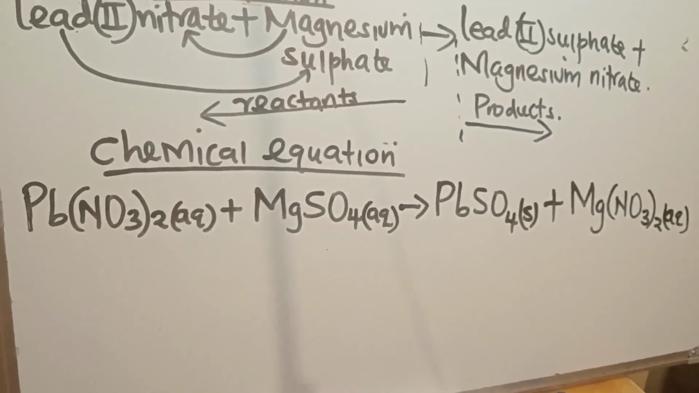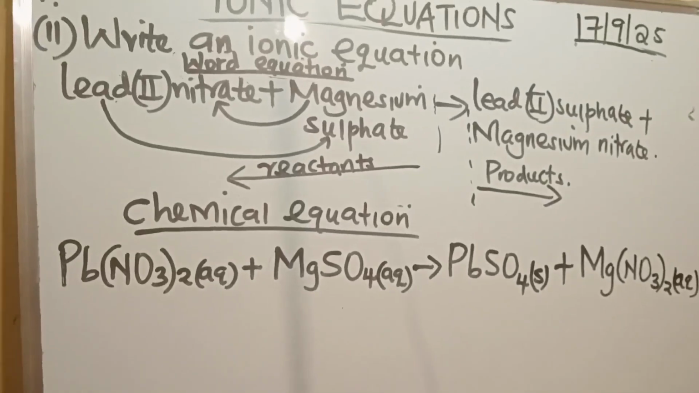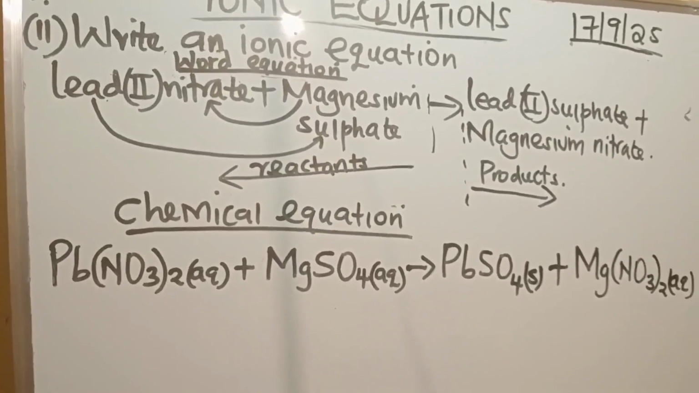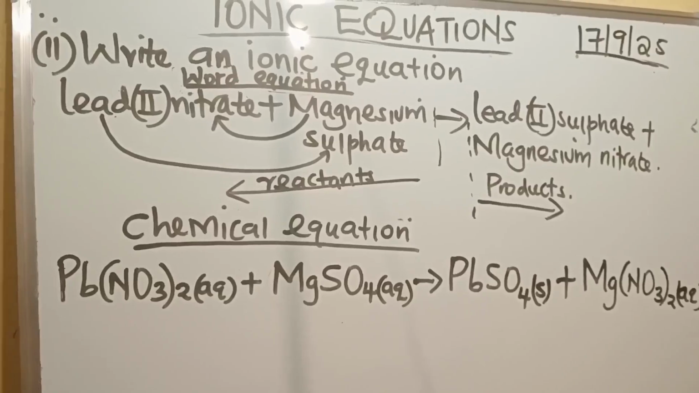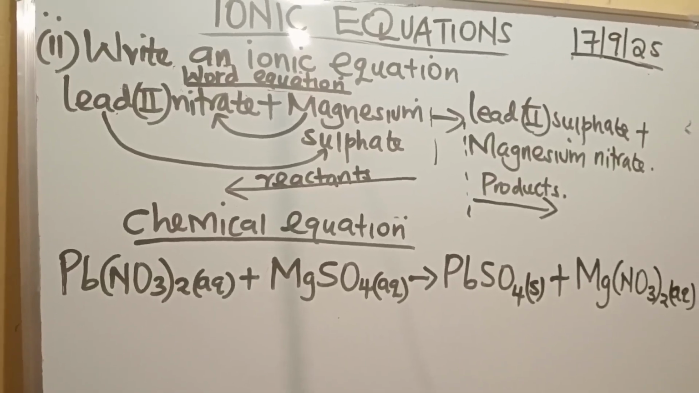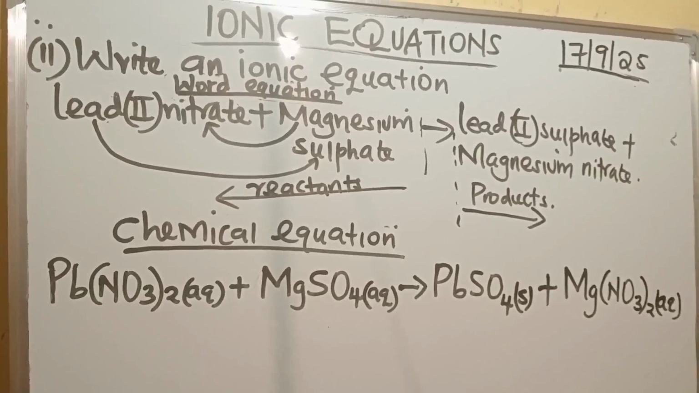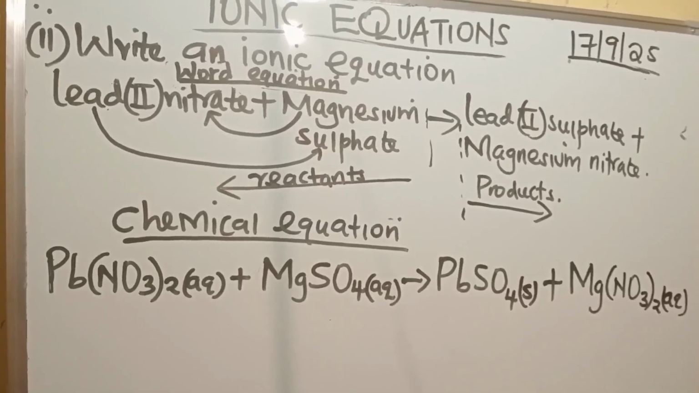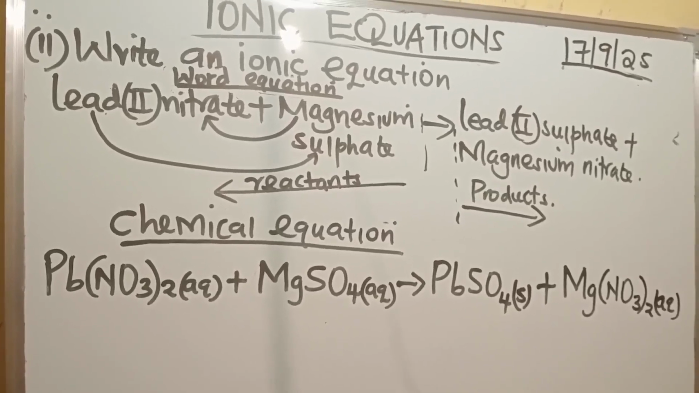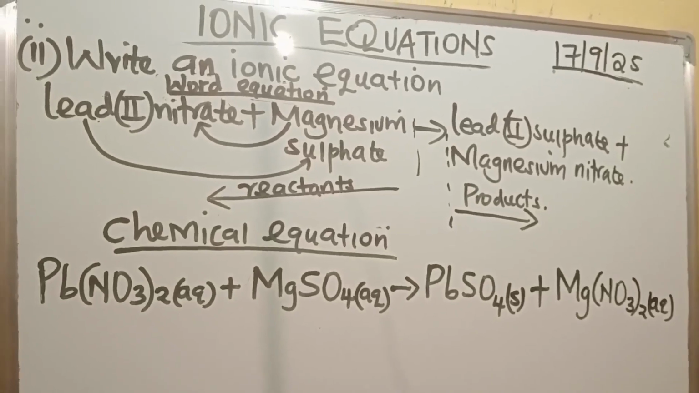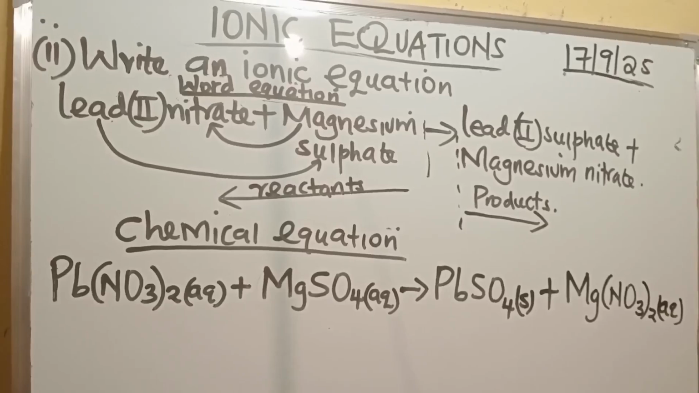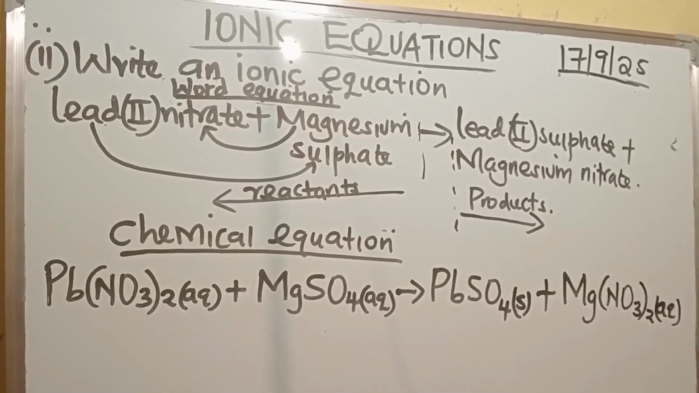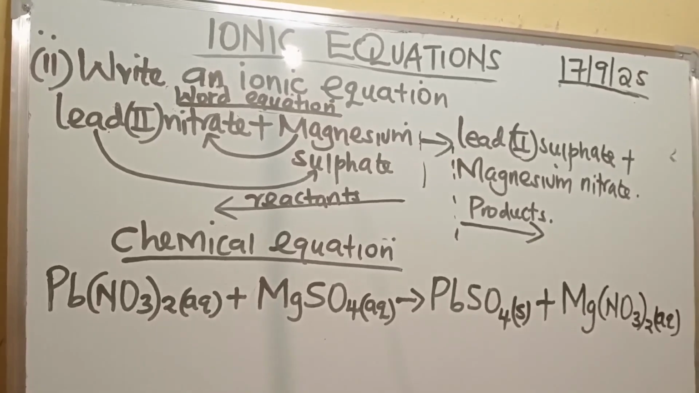So I hope you can see, and I hope that you're also writing everything so that step by step we be together. So that is lead 2 nitrate in the aqueous state, magnesium sulfate in the aqueous state. Because the reactants should be soluble, so in the aqueous state both of them, for the product side, one of them should be a precipitate, insoluble and in the solid state, and that is what we have there for lead 2 sulfate.